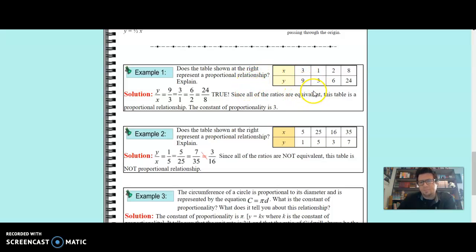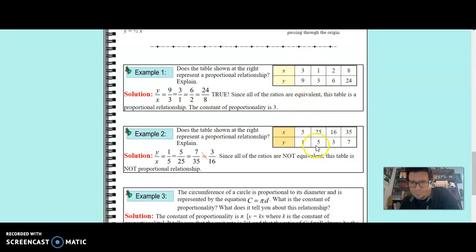So let's look through this. Okay, does this table show a proportional relationship? Well, let's think about it. What has to happen to 3 to get to 9? You have to multiply by 3. What has to happen to 1 to get to 3? You have to multiply by 3. What happens to 2 to get to 6? You have to multiply by 3. What happens to 8 to get 24? You've got to multiply by 3. So it is true. All of these are equivalent. This is a proportional relationship, and the constant would be 3. Okay, divided or multiplied by.